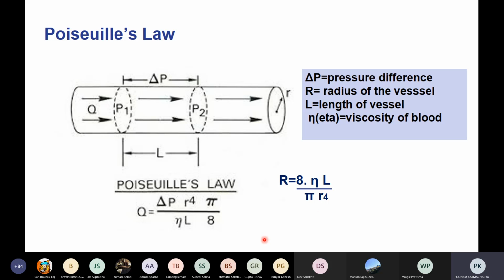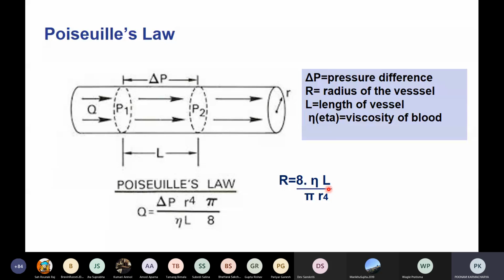In this formula, you can take this formula or this formula, it's the same thing. We have to calculate, and you can get either this equation or this equation. Both are the same thing, right? Here we are focusing on the flow of blood. Here we are focusing on the resistance of the blood flow. So if you take this formula, resistance is equal to 8 into viscosity of blood into length of vessel divided by pi r4. R is again the radius of the vessel.